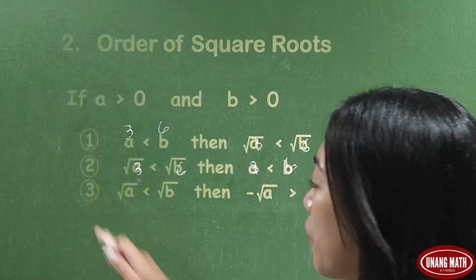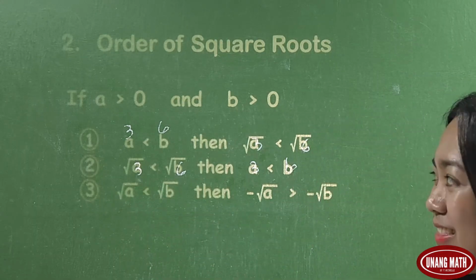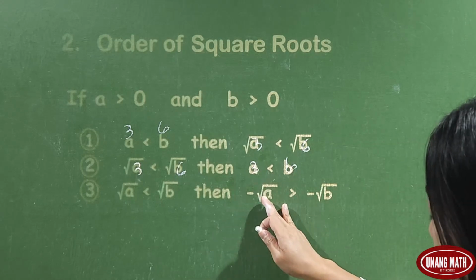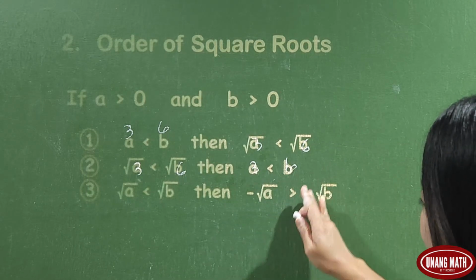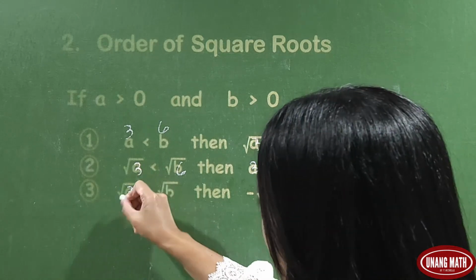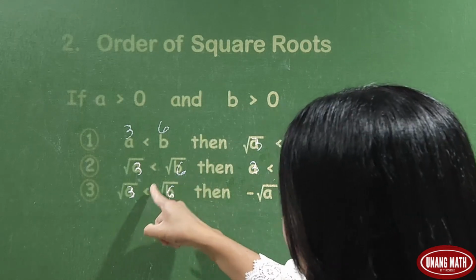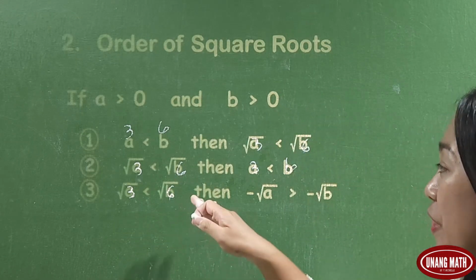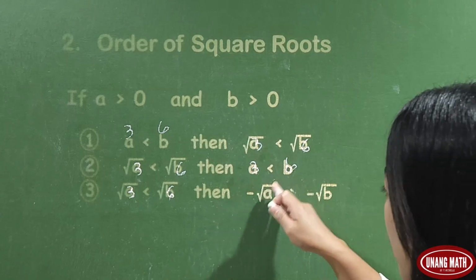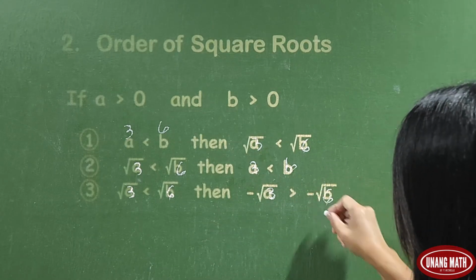Okay, what about number 3? If square root of A is less than square root of B, then negative square root of A is greater than negative square root of B. Okay, A is 3, so this is square root of 3. B is 6, less than square root of 6. Then negative square root of 3 is greater than negative square root of 6.